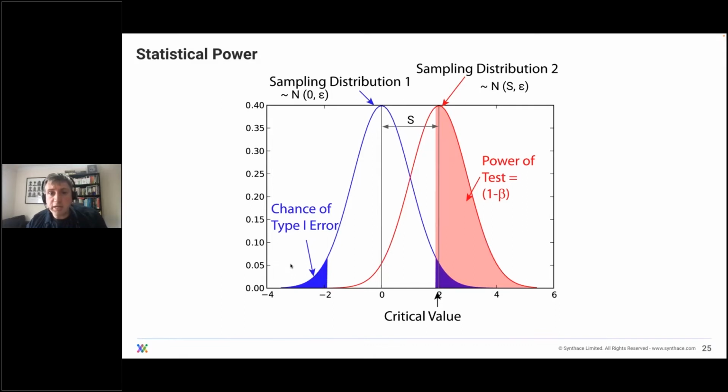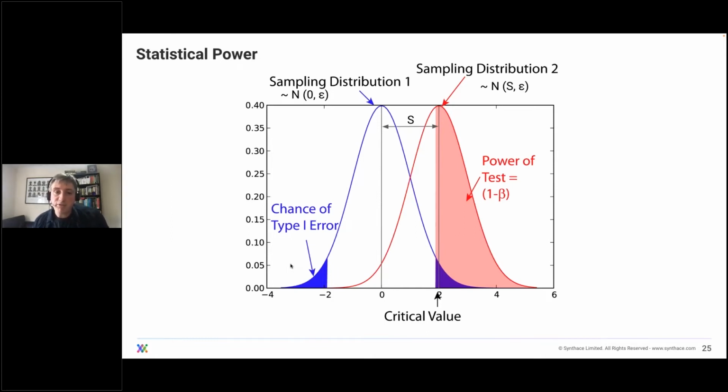On the left in blue is how the data would be distributed by chance alone. On the right in red is how the data would be distributed given the effect of a particular size, represented as the distance between the mean of the 2 distributions. Given a particular choice of critical value for the test and assumptions about the size S of the effect and the amount of variation epsilon, we can then calculate the chance that we could correctly detect a real effect, and this is what's known as power.